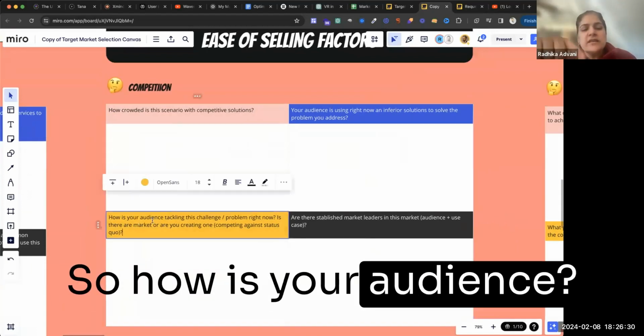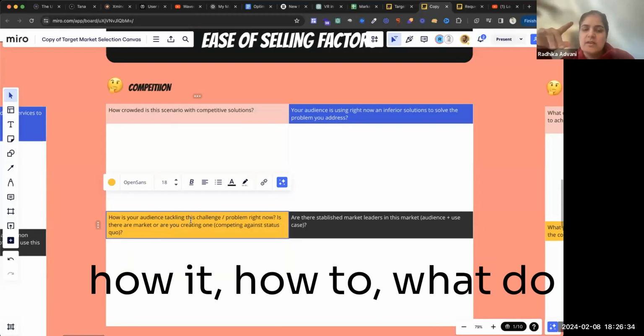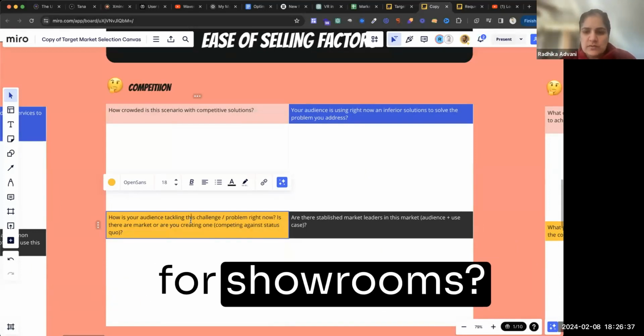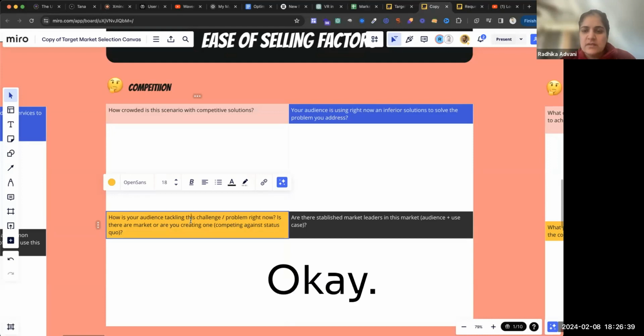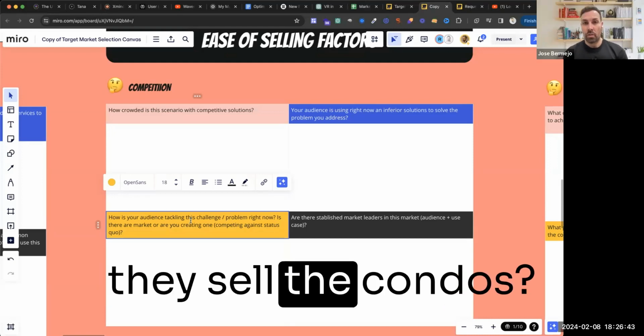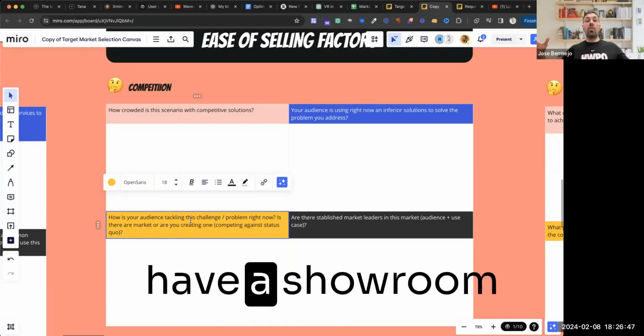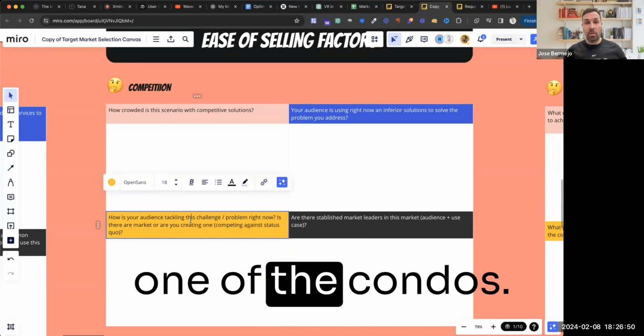I don't understand, what do you mean by budget for showrooms? Okay, so a showroom is how they sell the condos right now. You enter into a building and they have a showroom that represents one of the condos.